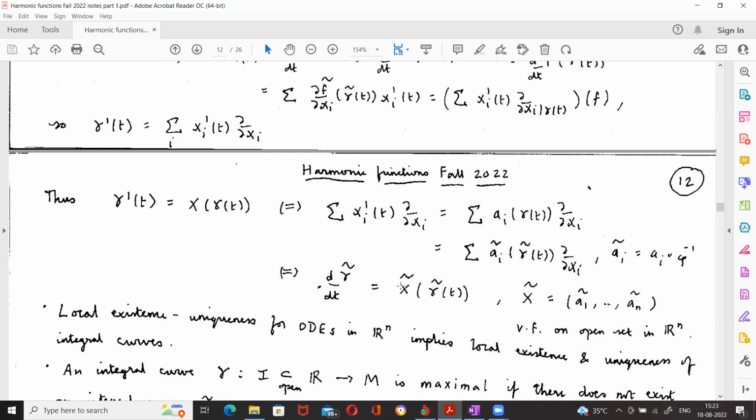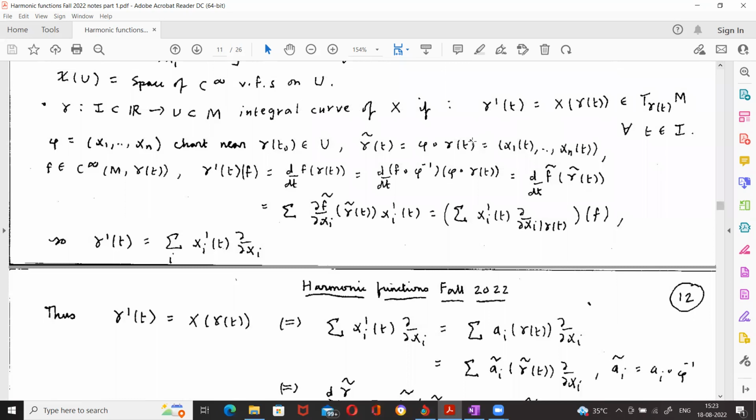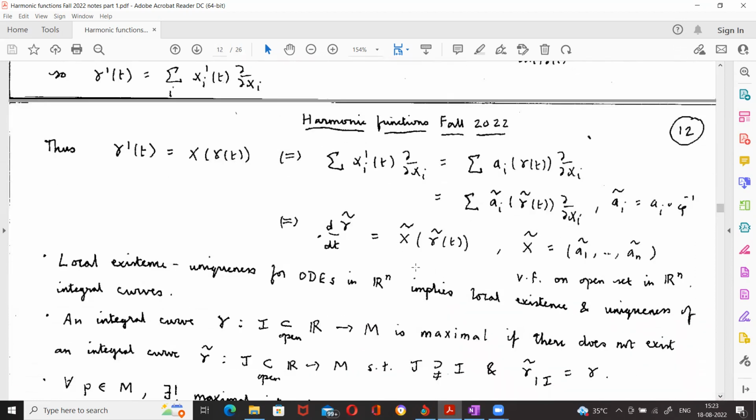Yes. Right? Okay. So that means an integral curve in the manifold is basically a curve such that when I look at it in a chart, this gamma tilde, which is nothing but phi composed with gamma, is a curve in Rn. So the curve in Rn satisfies an ODE in Rn with smooth coefficients. Okay. So therefore, for Rn, we know that we have the local existence and uniqueness theorem for ODEs in Rn. Therefore, we get local existence and uniqueness of integral curves for a vector field on a manifold, right?